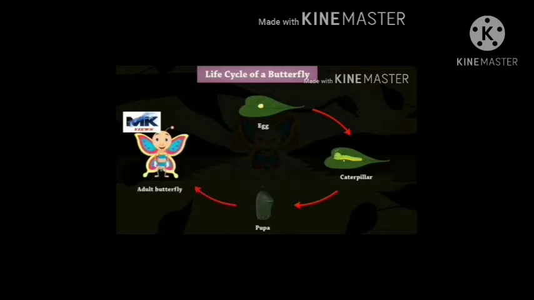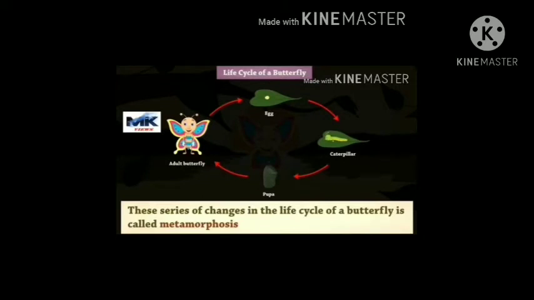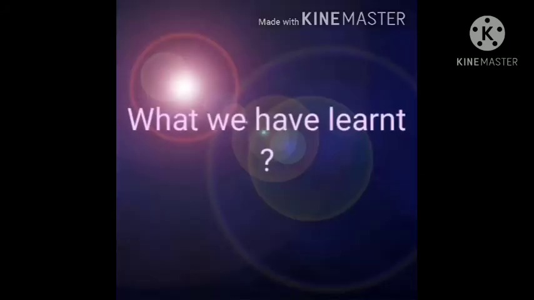So students, we have learned that there are 4 stages in the life cycle of a butterfly. We learned that the young ones of a butterfly do not show any similarity with the adult. This change in the form of development in a butterfly is called metamorphosis.